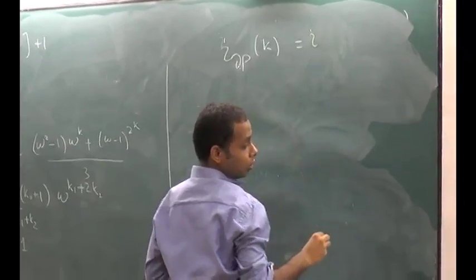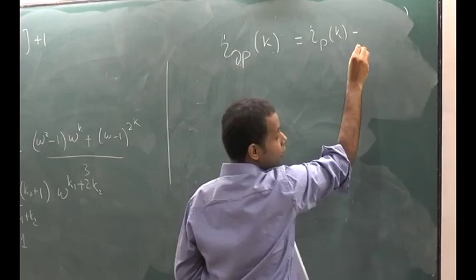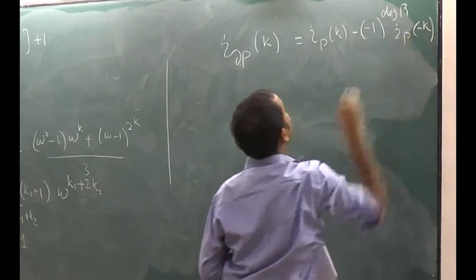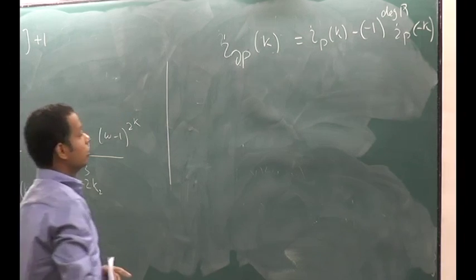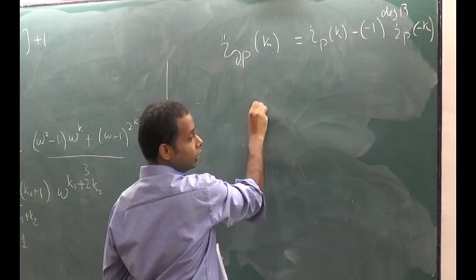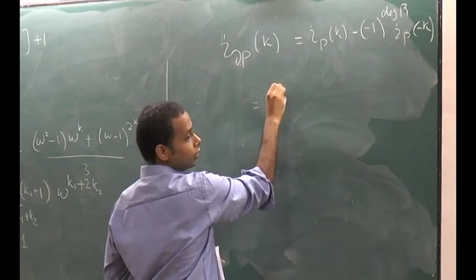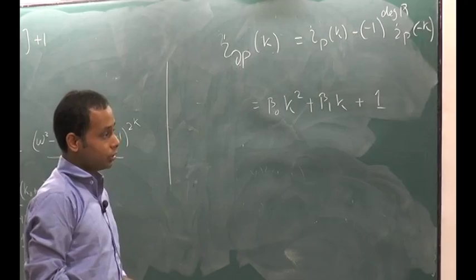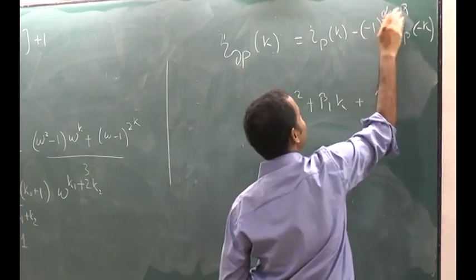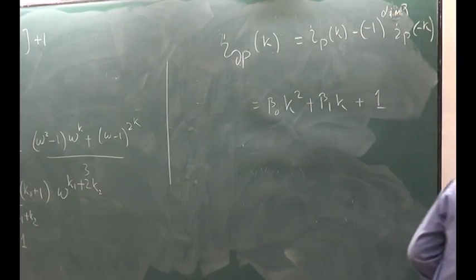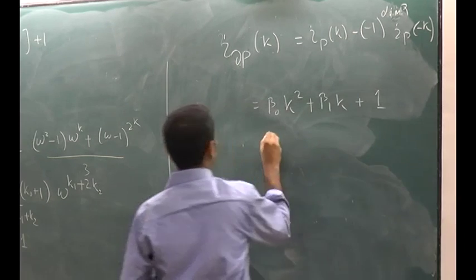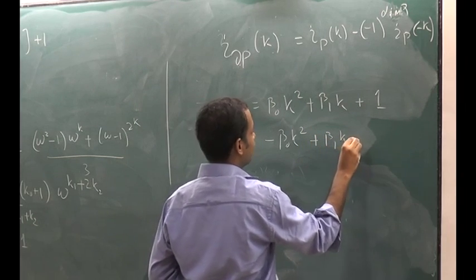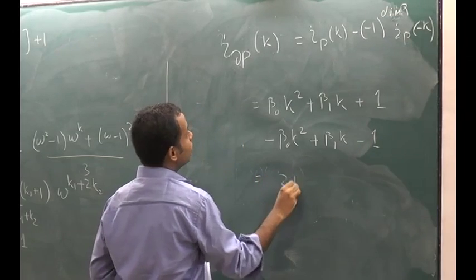So I delta P of k is equal to I_P of k minus minus 1 power degree of P times I_P of minus k, right? Okay. So in our case, I delta P of k is equal to beta naught k square plus beta 1 k plus 1. Dimension of P is 2, so minus beta naught k square plus beta 1 k minus 1. So this is equal to 2 beta 1 k.